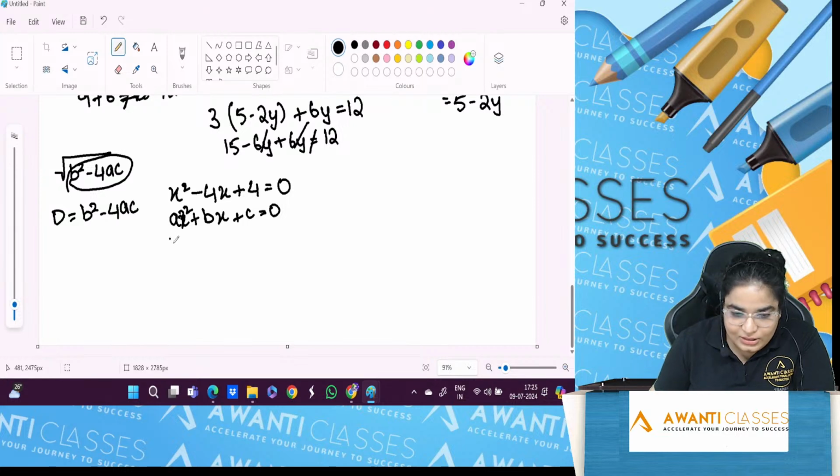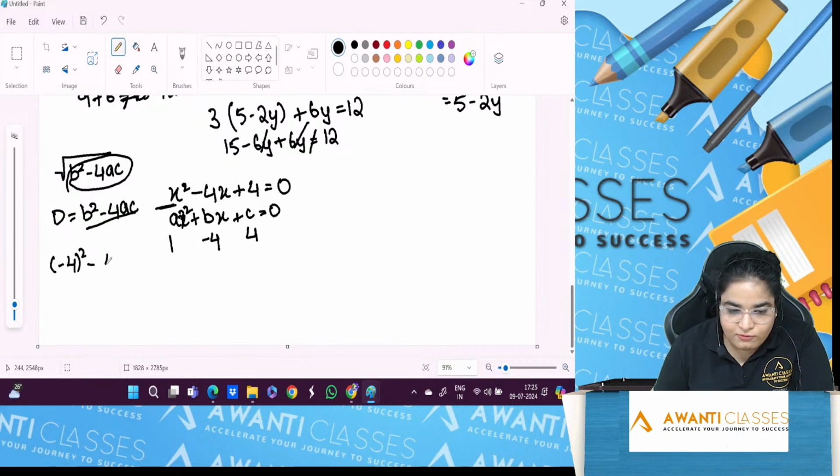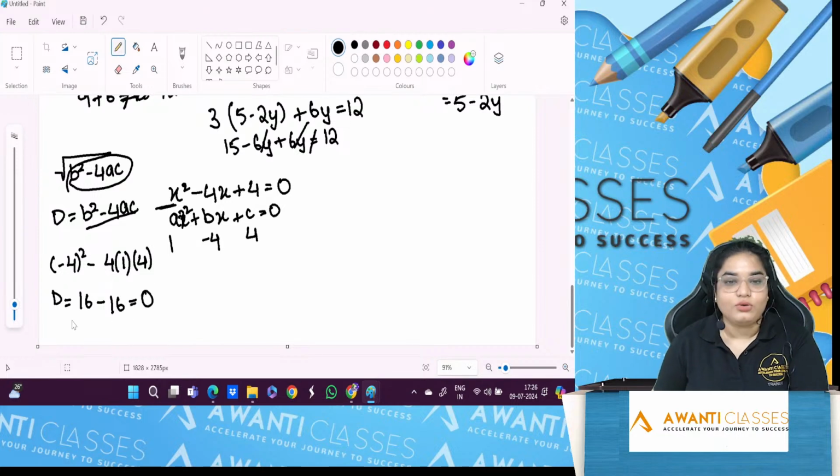Yes or no? So in this question, what is a? Is there a coefficient to x square? No. So coefficient is 1. So a is 1. B, what is the coefficient? -4. C, what is the coefficient? 4. Yes? Can we do simple b square minus 4ac? What is b? -4 square minus 4 into a is 1 and c is 4. Okay. So D is how much? D is equal to -4 square, 16, minus 4 into 1 into 4, 4 into 4 is 16, equal to 0. D is equal to 0.